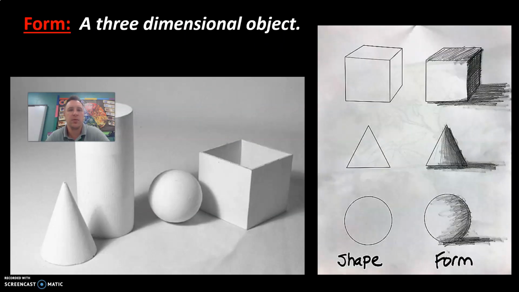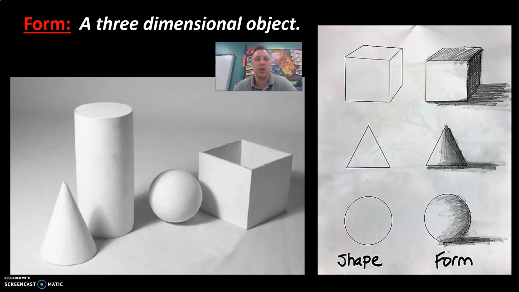All right, so form is a three-dimensional object. When you add value, when you add the shading, you're creating form. You're taking something that's two-dimensional like this triangle, and making it three-dimensional like this cone over here. And even this box that's made to look three-dimensional with line, adding the light and shadow makes it look even more three-dimensional.